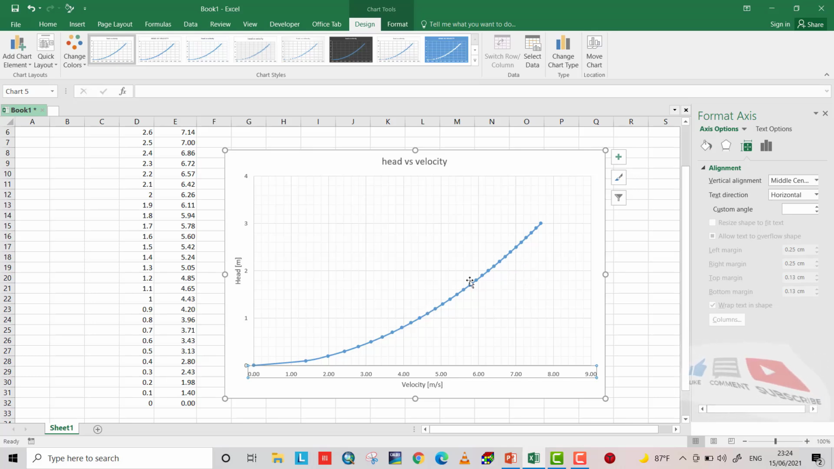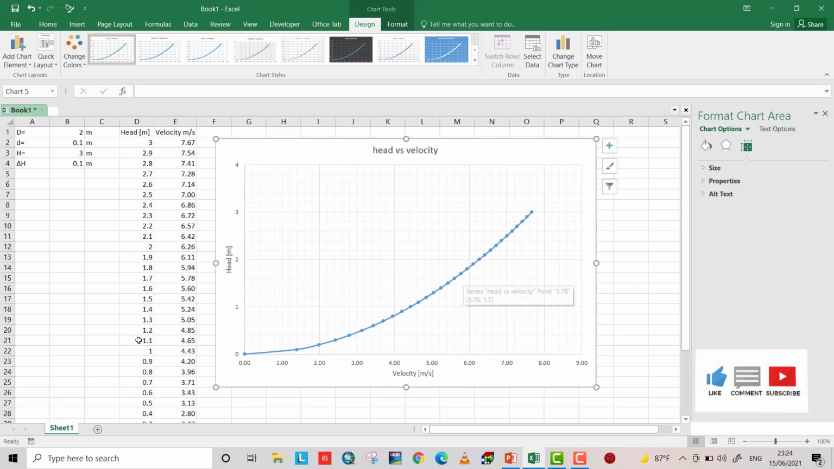If we look at the relation, it's not linear. From 3 to 1.5 it's almost linear, and at 1.5 the velocity is 5.42, so it changes by about 2.5. But from 1.5 to 0, how much is the change? It's too much, from 5.42 to 0. That's why a change in height at 1.5 causes too much change in velocity.